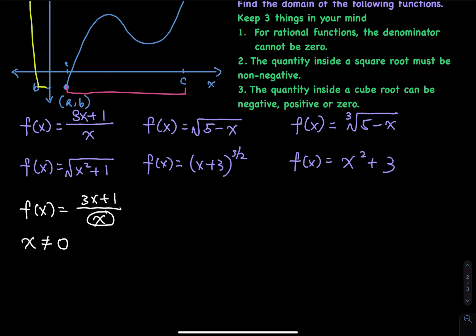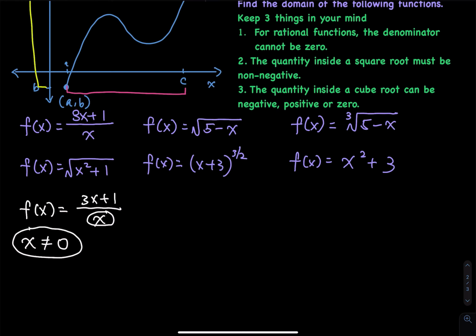Anything else? Can x be equal to 1, 2, 3, 4? Of course. How about 3x plus 1? Does that affect the domain? The answer is no. 3x plus 1 is in the numerator, so it can be 0, positive or negative. Basically 3x plus 1 does not affect anything at all. So our only restriction is that x cannot be equal to 0.